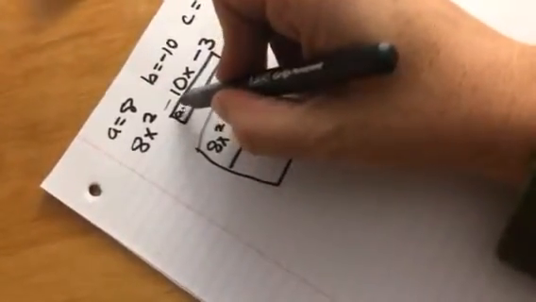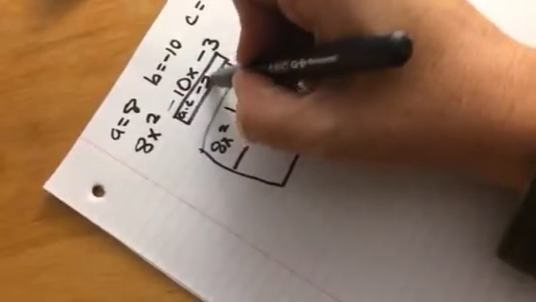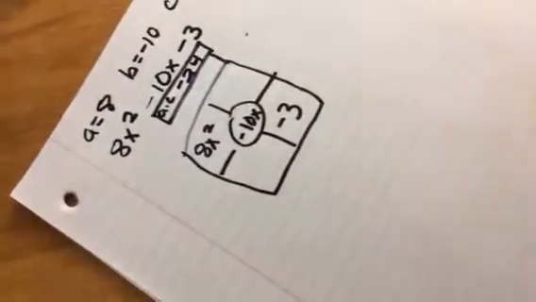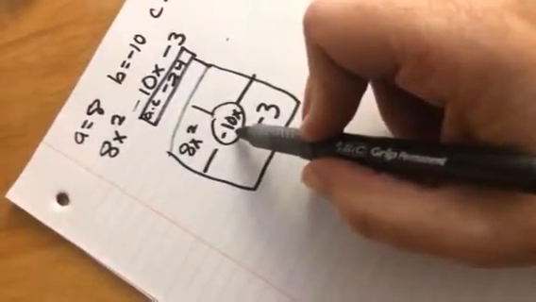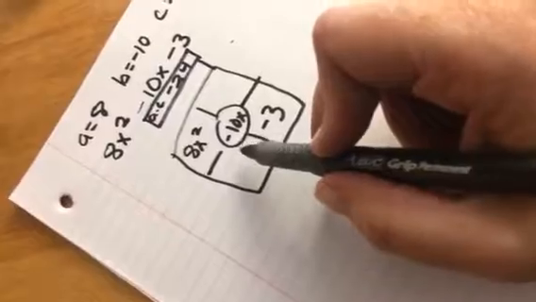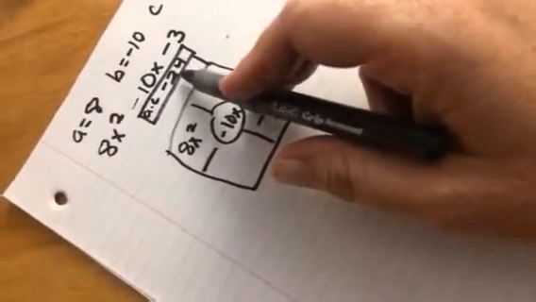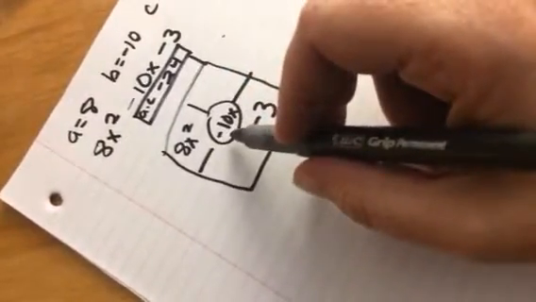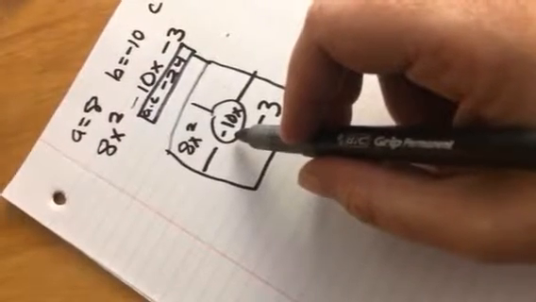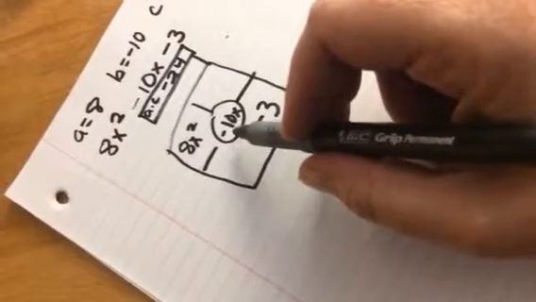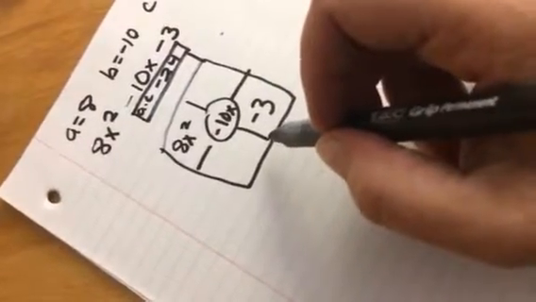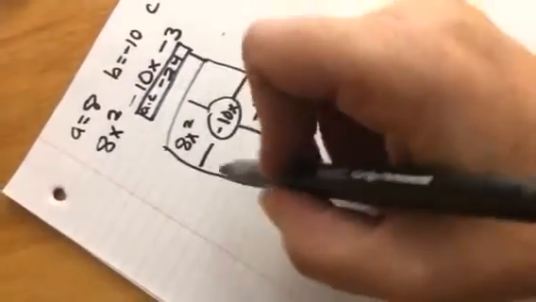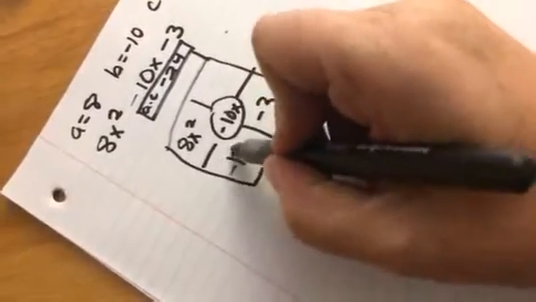Then up here, we're going to write a times c. In our case, that's 8 times negative 3, which is negative 24. So now, to fill these two boxes, we're looking to split this negative 10x up into two numbers whose product is negative 24 and whose sum is negative 10x. So you can pause the video and see if you can think of what those two numbers are. Those two numbers are negative 12 and 2.